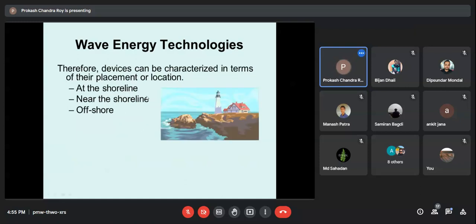Now these wave energy technologies may be at different locations. It may be near the shoreline, at the shoreline, as well as offshore. In most cases people think offshore is better than at the shoreline or near the shoreline, depending upon the wave.